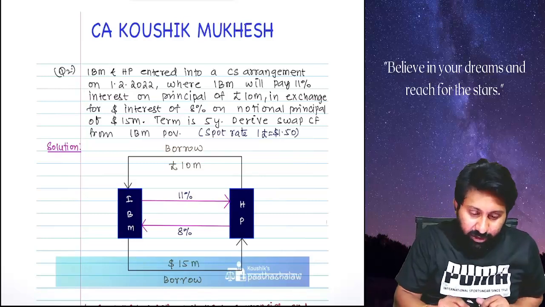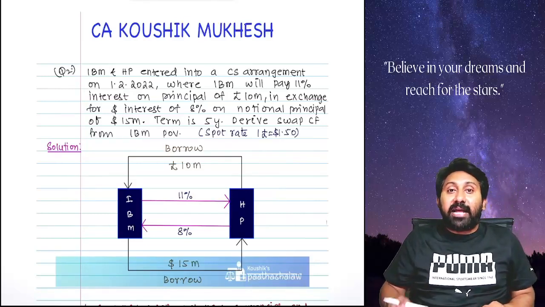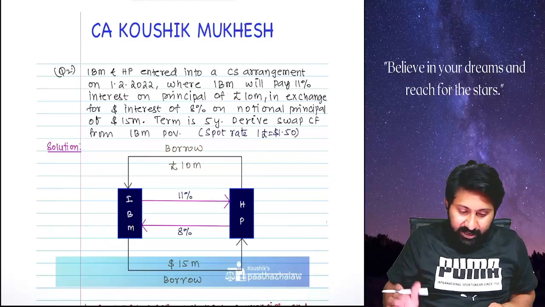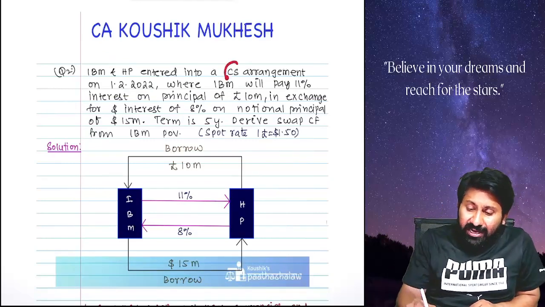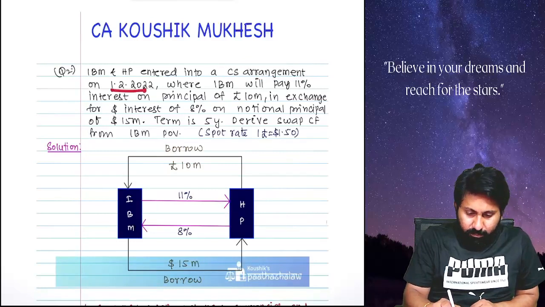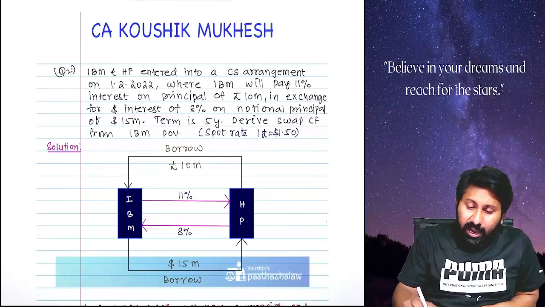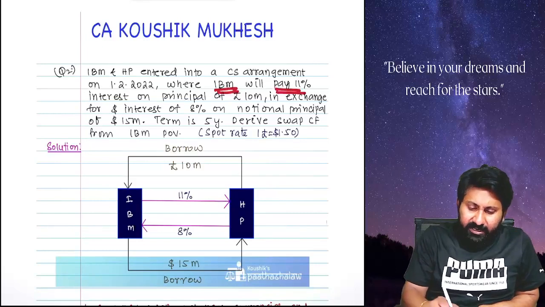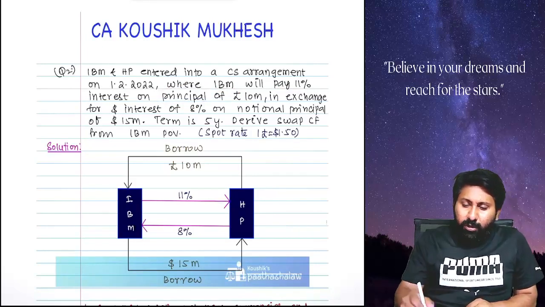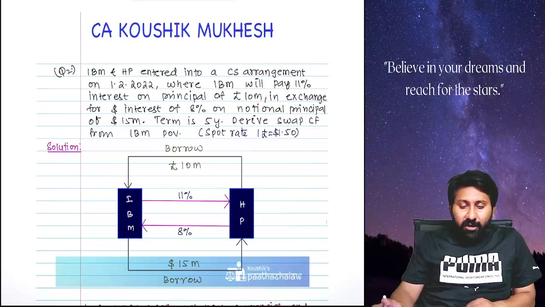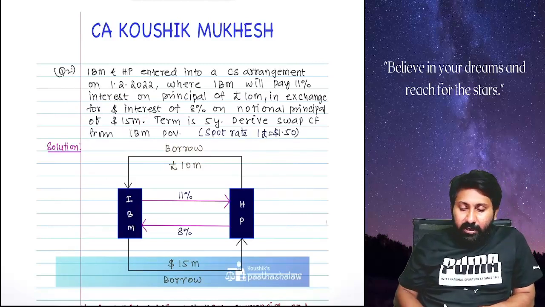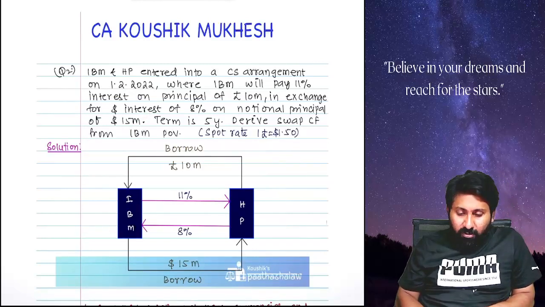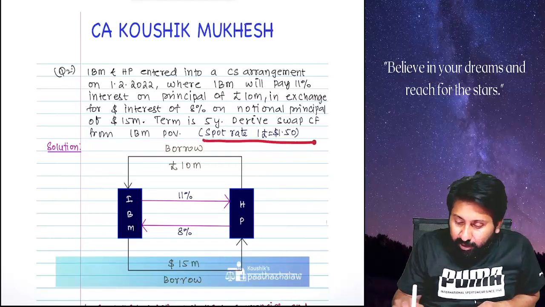Second. Hit the second question now. Now you will have more clarity as to why companies go for currency swaps. Let us see. IBM and HP entered into a currency swap arrangement on 1/2/2022, where IBM will pay 11% interest on the principal of pound 10 million in exchange for dollar interest of 8% on a notional principal of dollar 15 million. Term is 5 years. Derive a swap cash flow from IBM's point of view. Given spot rate is 1 pound equal to dollar 1.5.